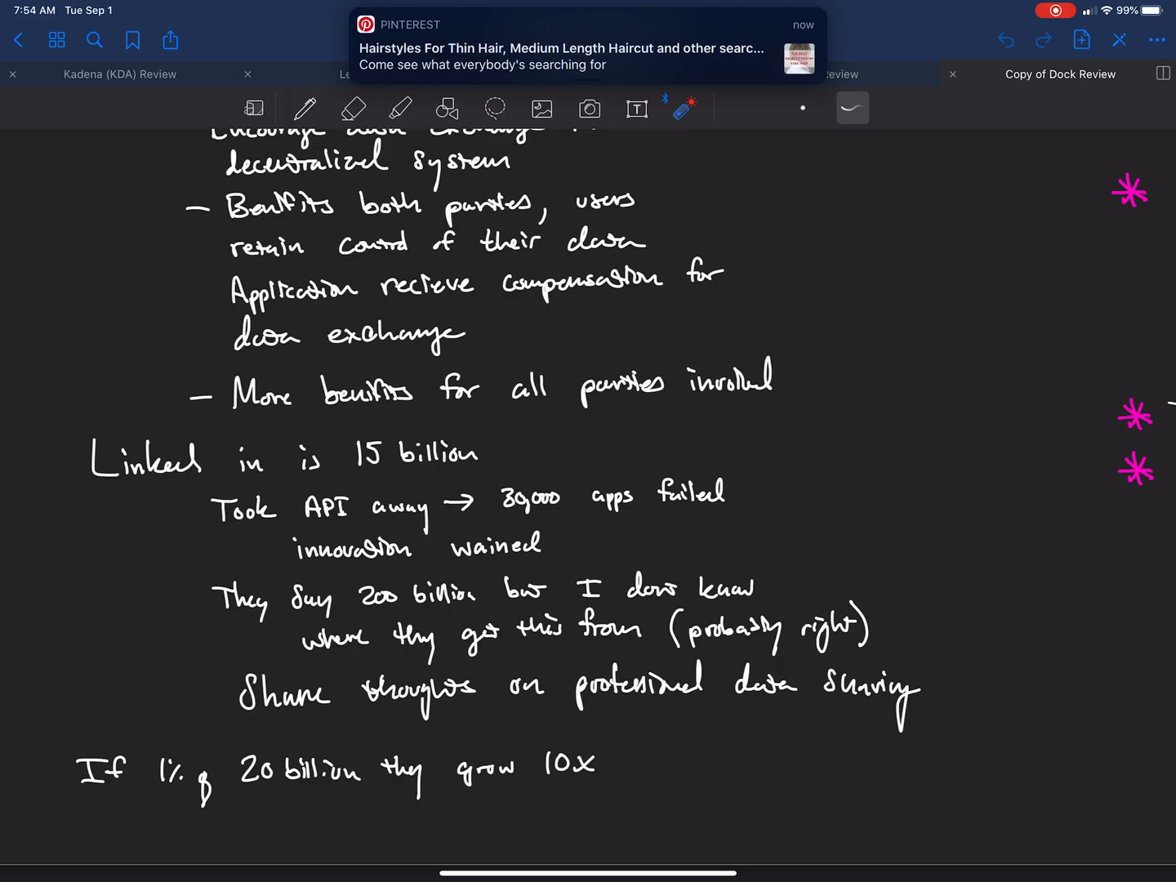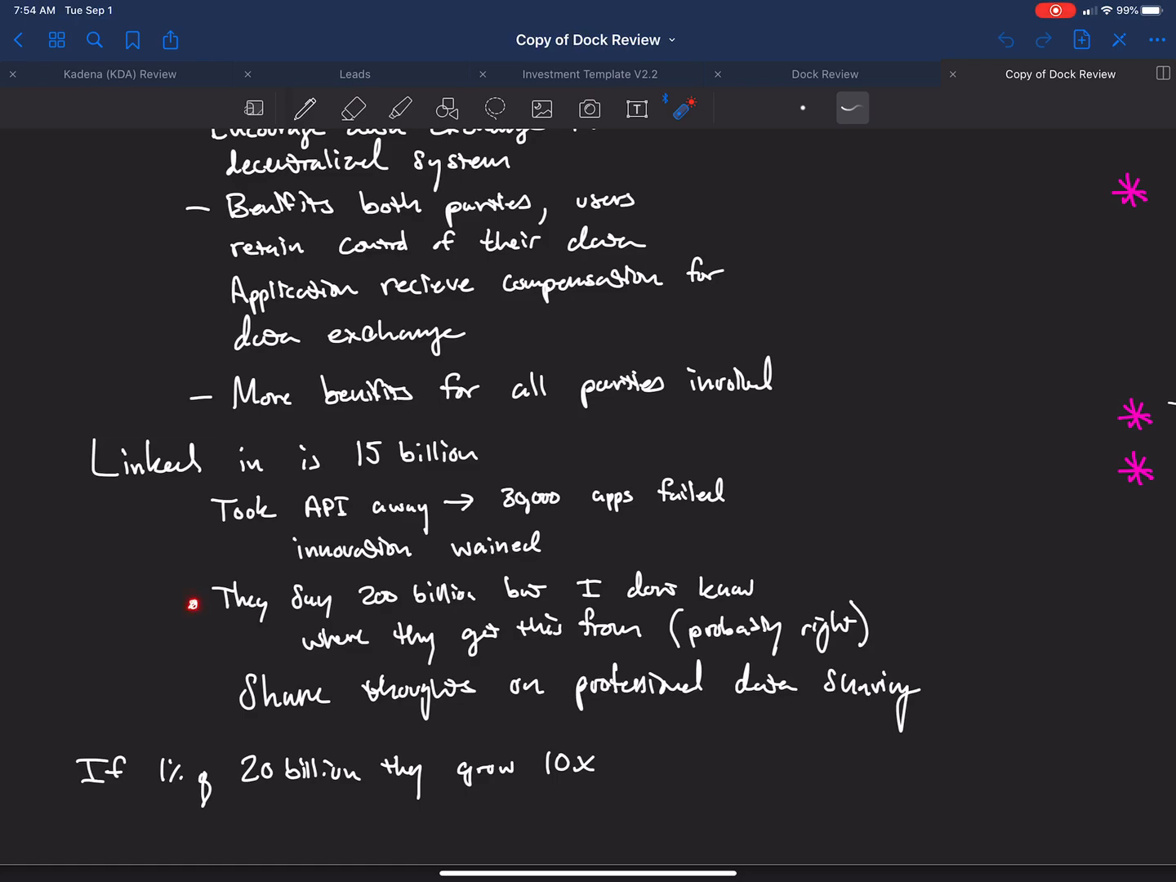That's what an API is. It's a back end. It's a back end connection for applications so that they can communicate. And what they would do is use that data.